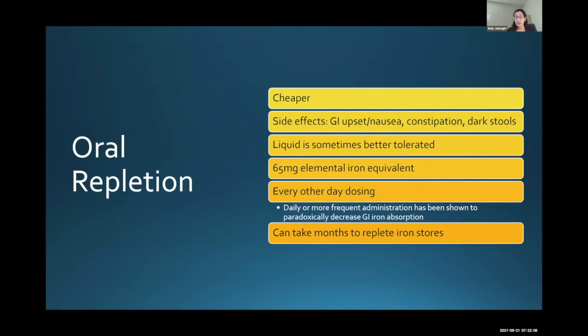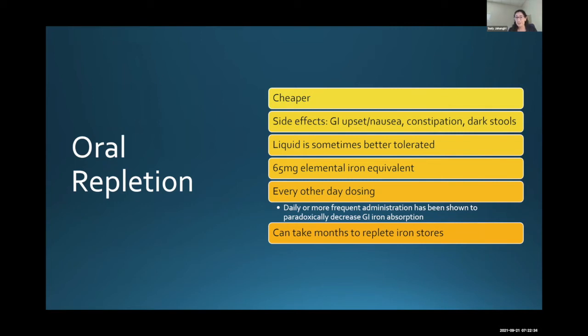We do generally recommend the equivalent of 65 milligrams of elemental iron, and we recommend every other day dosing. Traditionally, we've done 3 times a day in the past. Even when I was a med student and resident, I remember recommending that. But there have since been studies that have shown that absorption is really not improved with that, and it's actually negatively impacted. We decrease the GI absorption when we overload it with iron like that. So every other day really is best.